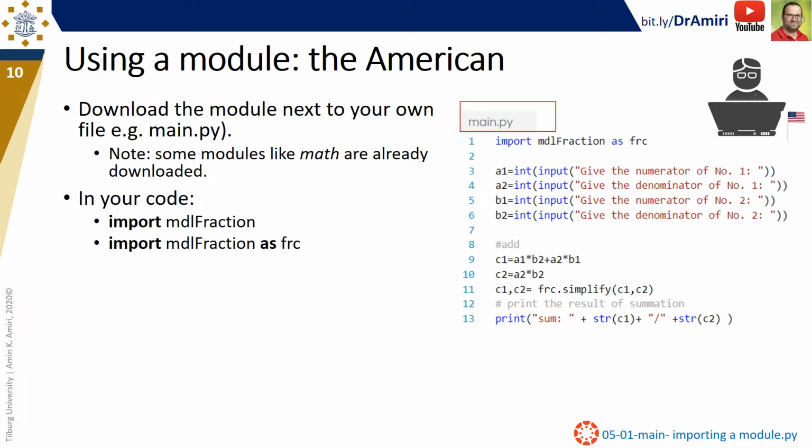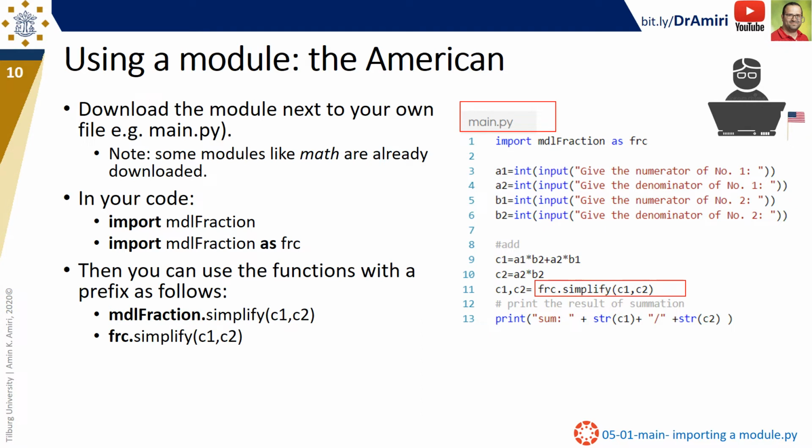In your code, you need to mention that you would like to use the functions or classes in the given file. So the name of the file is mdlfraction.py. You will write down import mdlfraction. You shouldn't write the .py part. Or you can give this module another name: import mdlfraction as frc. So I gave this module an alias, another name.